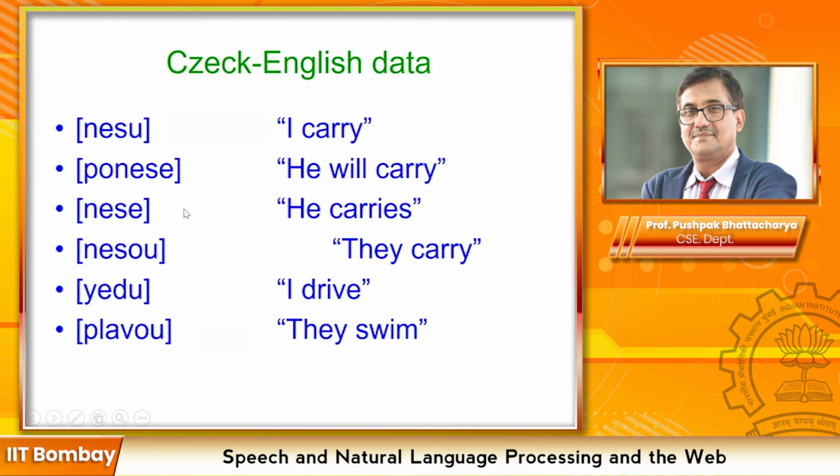He will carry, what does he correspond to? Okay, it is like puzzle solving. You try to find out the morpheme to morpheme correspondence. He corresponds to what? Let me see. I have ponese here and he carries nese here. E is common between the two strings. So most probably he corresponds to the morpheme E. Now nesou and plavou, OU I see at the end of the string. And I also see the pronoun they as common. So maybe OU has something to do with they. And yedu is drive most likely. And U is corresponding to I.